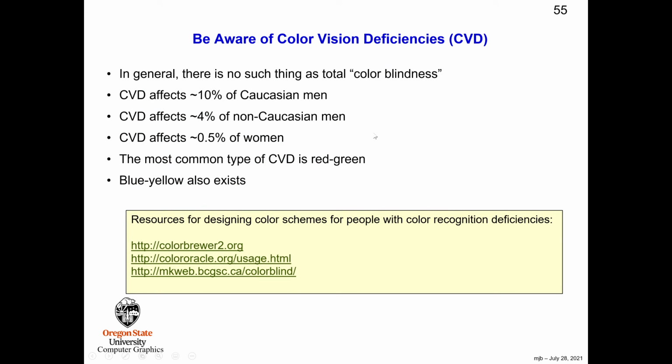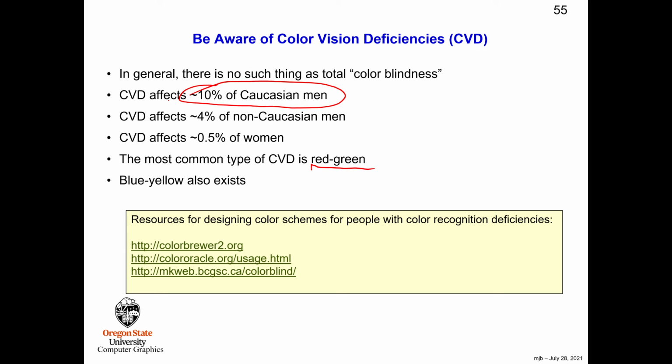Okay, one thing to be aware of is color vision deficiencies. Typically, scientists don't call this color blindness. There's almost no such thing as color blindness, like can't see color. But color vision deficiencies are like what we normally would call red-green color blindness. And it turns out that about 10% of the Caucasian male population has one of these deficiencies. And that's a lot of people. It turns out one of my current grad students has it. I've had previous grad students who have had it. It's kind of weird when you're in computer graphics and you have this. But anyway, it's something to be aware of.